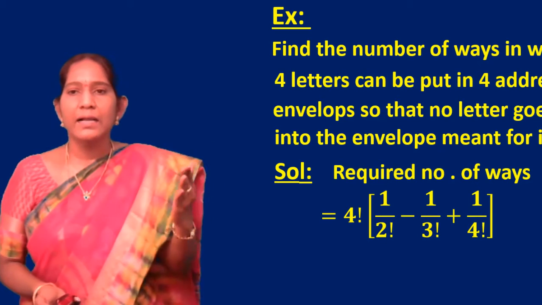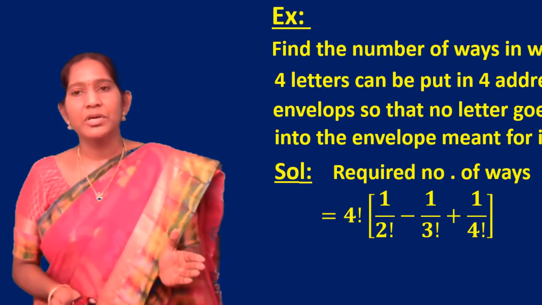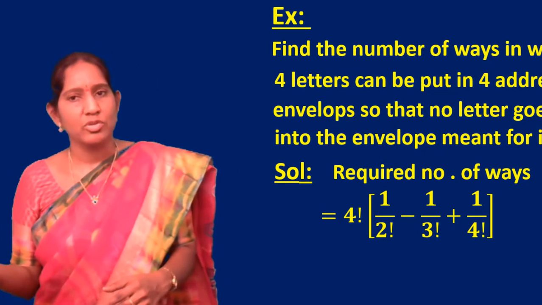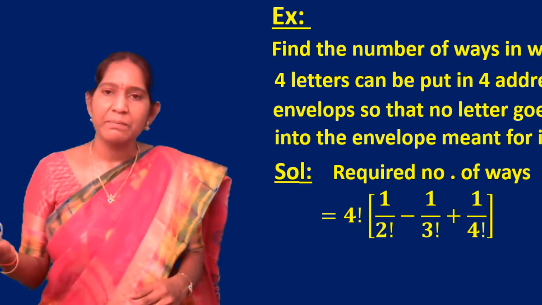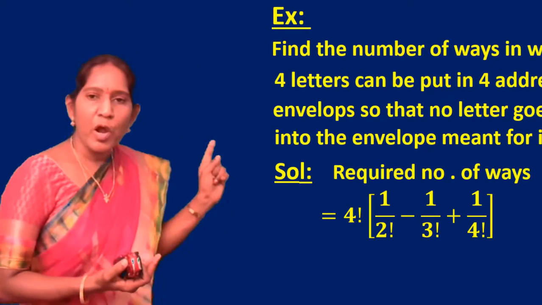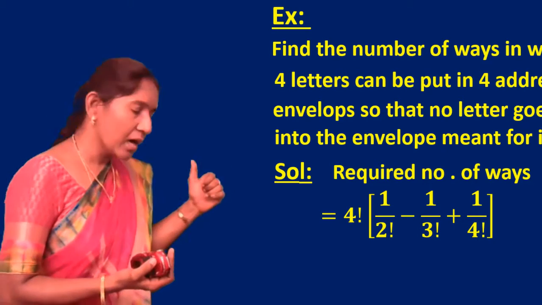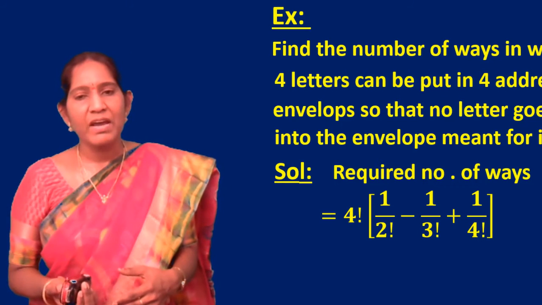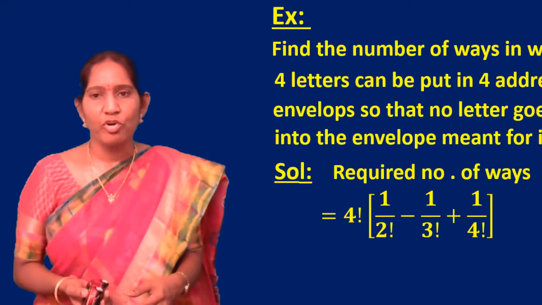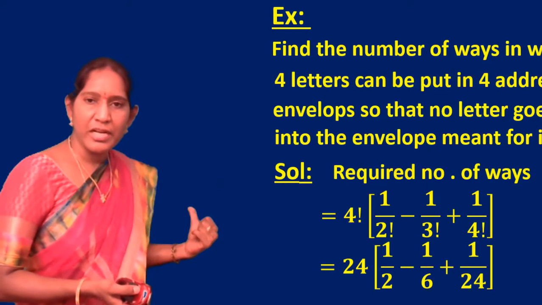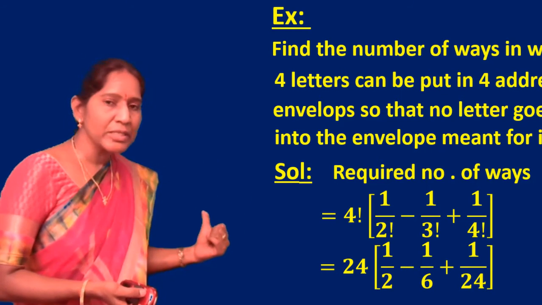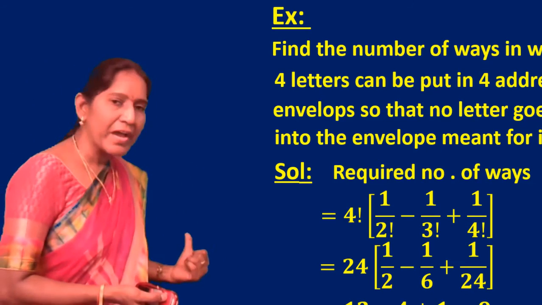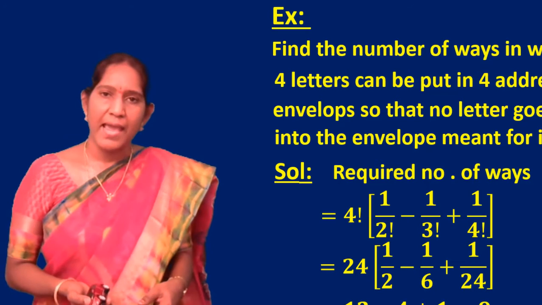Here, applying the formula n factorial into 1 by 2 factorial minus 1 by 3 factorial plus and so on, minus 1 to the power n by n factorial. For this problem, n is 4. So it is 4 factorial into 1 by 2 factorial minus 1 by 3 factorial plus 1 by 4 factorial. Then 4 factorial is 24 into 1 by 2 minus 1 by 6 plus 1 by 24. Then we get 12 minus 4 plus 1, that is 9.